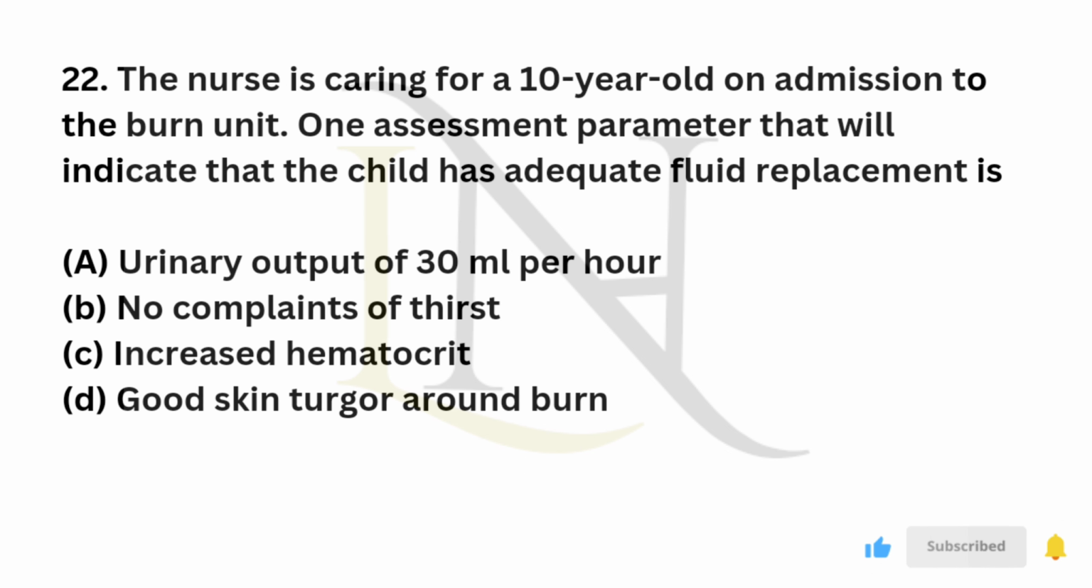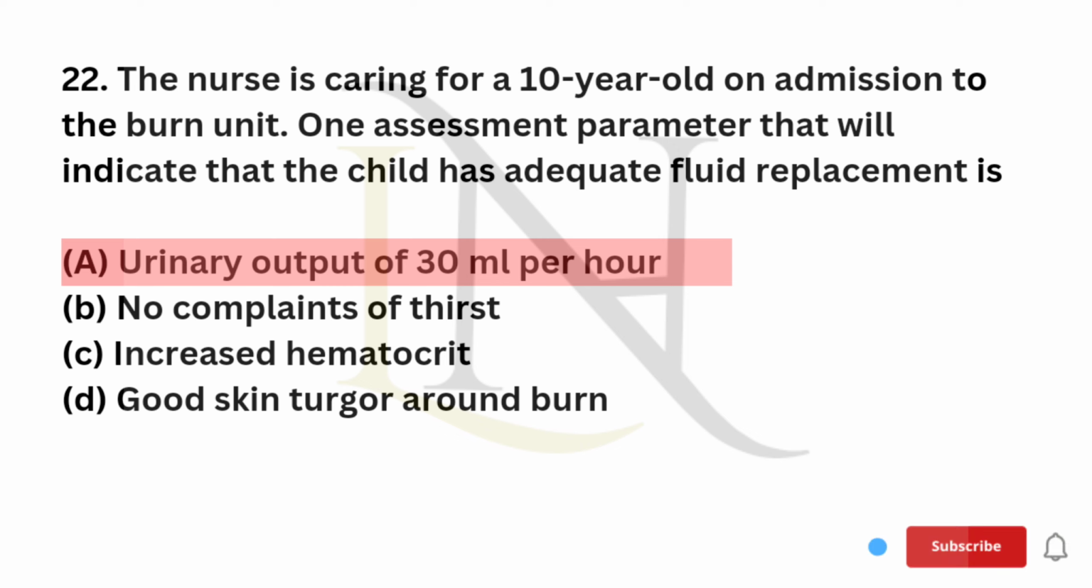Next, the nurse is caring for a 10-year-old child admitted to the burn unit. One assessment parameter that will indicate that the child has adequate fluid replacement. Option A, urine output of 30 ml per hour. Option B, no complaints of thirst. Option C, increased hematocrit. Option D, good skin turgor around burn. Answer is option A, urine output of 30 ml per hour indicates adequate fluid replacement for burn patient. Next MCQ.